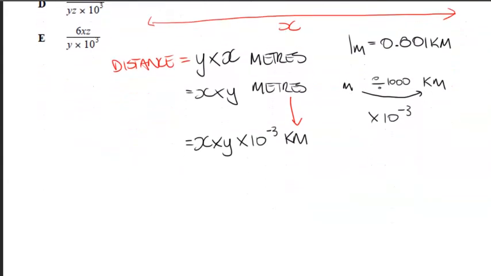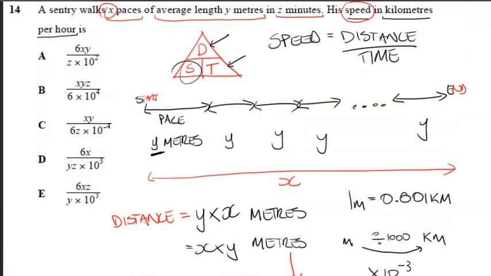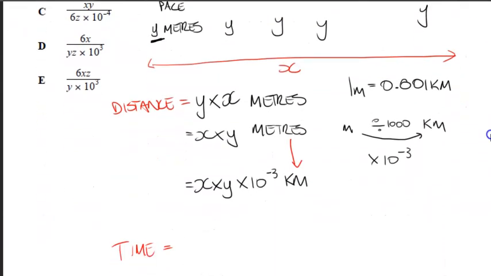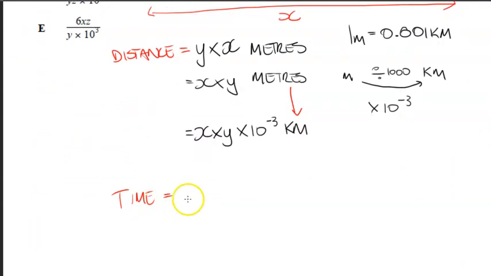Cool. We're going to put that distance into the formula of speed equals distance divided by time, but we need to get what our time is. Now time is simpler because it's only dealing with one variable. So time here is given as one variable, z minutes. So time is equal to z minutes.